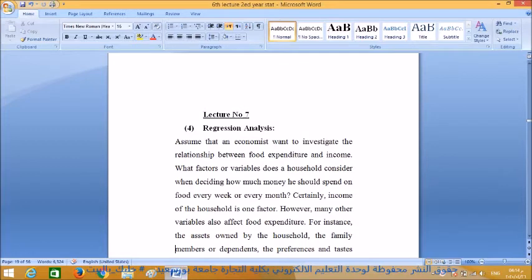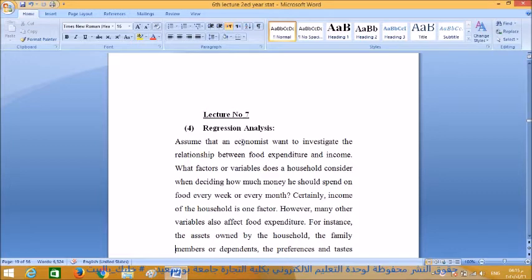My students, this is lecture number 7 and the last lecture of Principles of Statistics. This lecture deals with regression analysis.